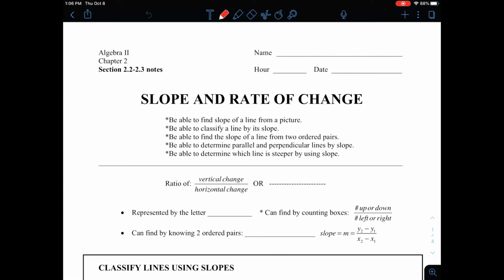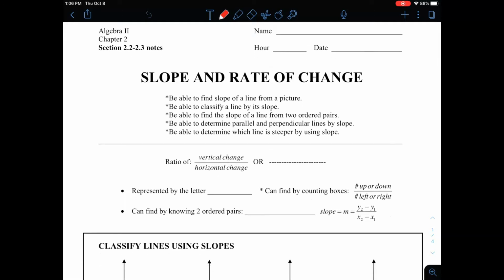Our essential questions are: be able to find the slope of a line from a picture, be able to classify a line by its slope, be able to find the slope of a line from two ordered pairs, be able to determine parallel and perpendicular lines by slope, and be able to determine which line is steeper by using slope.